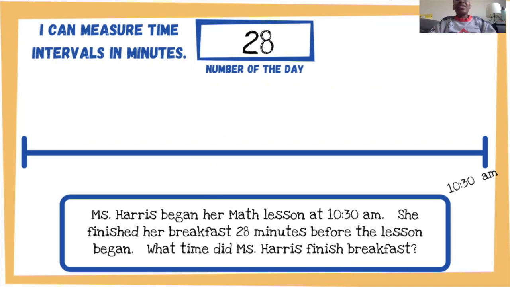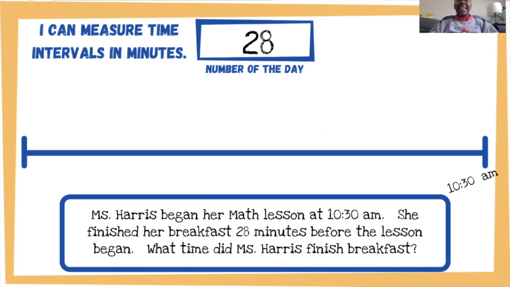All right, so the lesson began at 10:30 and we need to figure out what time Miss Harris had breakfast. When we do elapsed time, we think about time in increments and we decide how we can subtract and keep the math as simple as possible. Well, what's an easy increment that we could take away from 10:30 and still be under our 28 minutes?